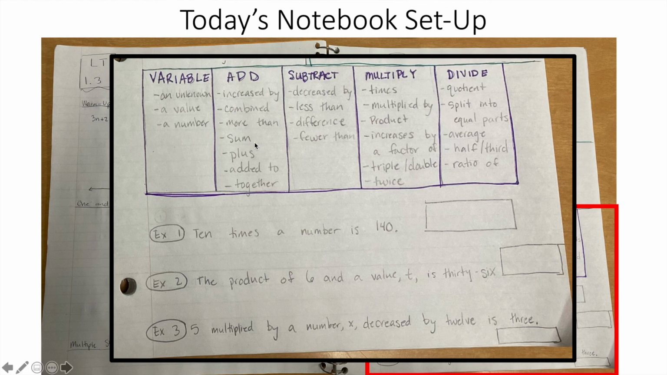If you're done writing these 5 columns down, go ahead and skip 2 lines and write your first example, example number 1. 10 times the number is 140. I put this box here because I'm going to put my equation there later. You don't have to have the box, but please skip 2 lines, write example number 2, skip 2 lines, write example number 3. If you need more time to write that down, please pause the video now.